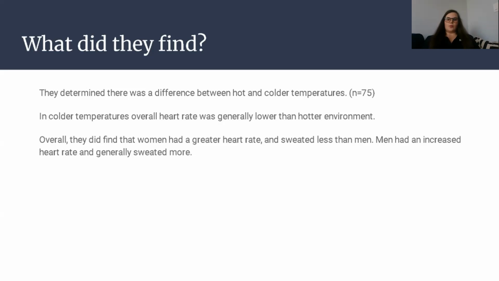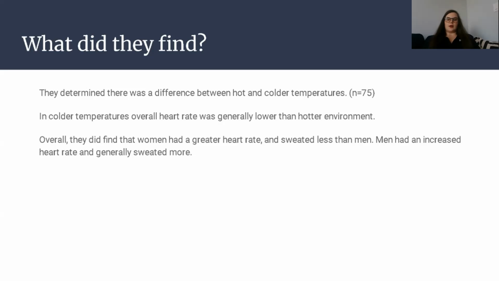And they really touched on the differences in gender in this paper, which I thought was really interesting in bringing back our class material. They did find that the women had a greater heart rate and sweated less than men, which was pretty interesting. And then the men had an increased heart rate and generally sweated more, which contributed to them becoming more dehydrated and more fatigued than the women.